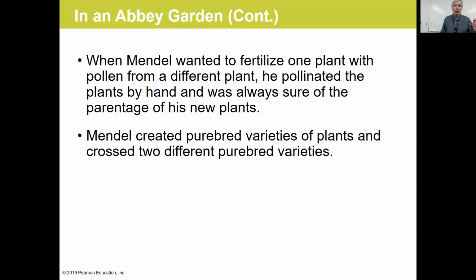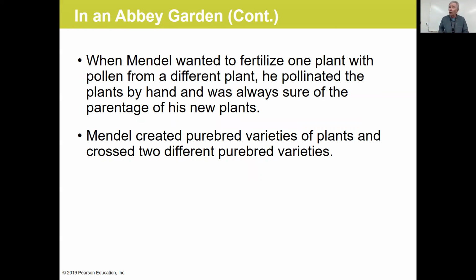But before Mendel could get started, he created what are called purebred varieties of plants. Now, what is a purebred variety? Well, let's look at one characteristic to begin with. He looked at 7 characteristics in pea plants. One of them was flower color. Pea plants have two different colors of flowers: white flowers and purple flowers. So a purebred variety is this: if you mate two purple flower plants together, their offspring only has purple.